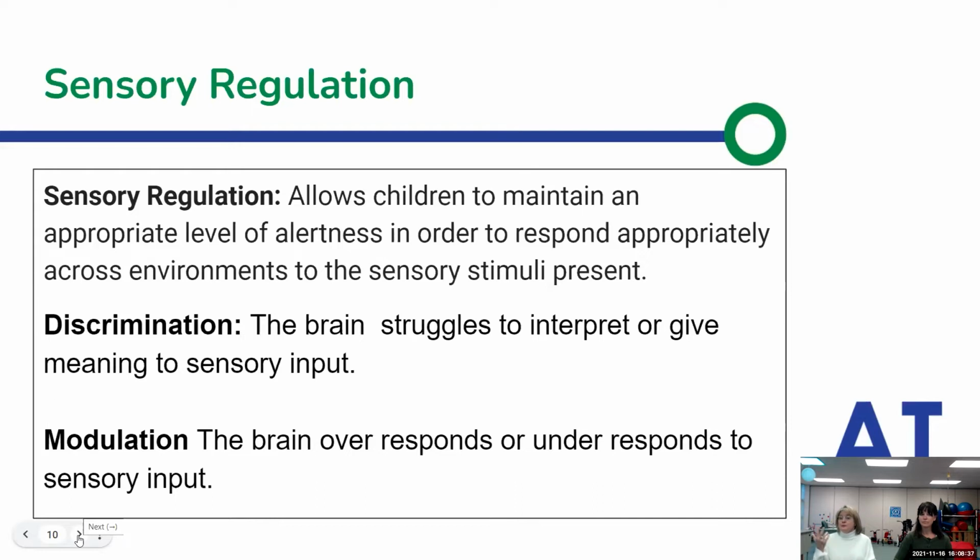When we break down sensory, we break it down into 2 different areas. Discrimination, which is how we interpret or give meaning to that sensory input. So if you put your hand in your pocket and you feel coins, can you interpret a quarter versus a nickel versus a dime versus a penny? And then modulation, how we respond to that input. Do we over respond by screaming and crying when we hear a siren, or do we under respond, meaning we might be seeking more input in order to be able to really interpret that information?